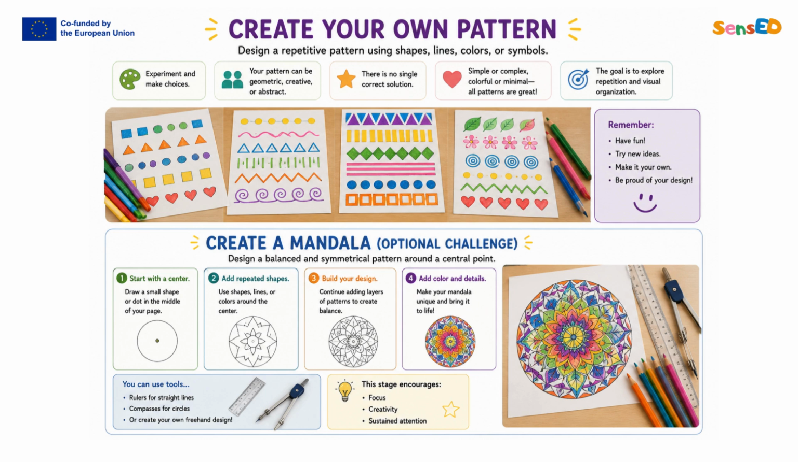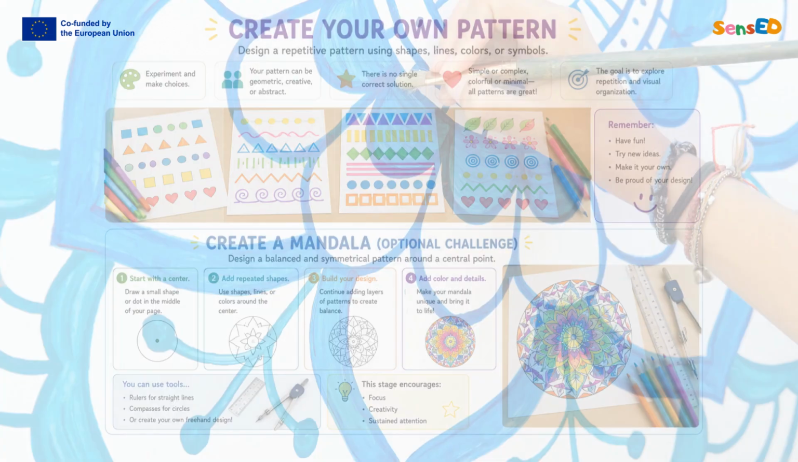For students who would like an additional challenge, introduce the option of creating a mandala. Demonstrate how repeated shapes, lines, and colors can be arranged around a central point to create a balanced and symmetrical design. Students may use rulers and compasses to support their work or create freehand designs based on their own ideas. This stage encourages focus, creativity, and sustained attention.